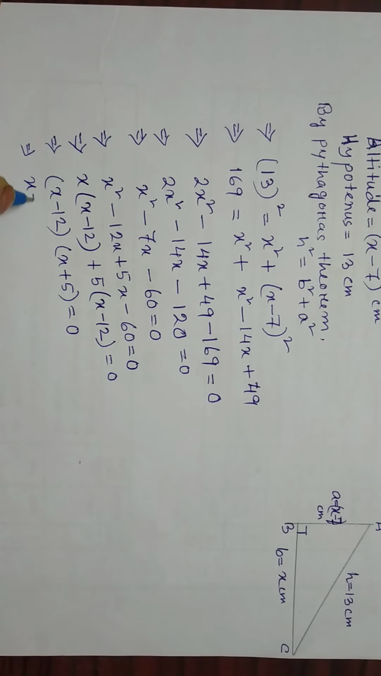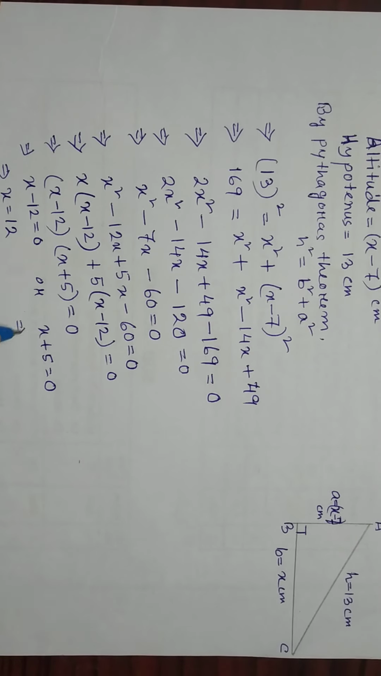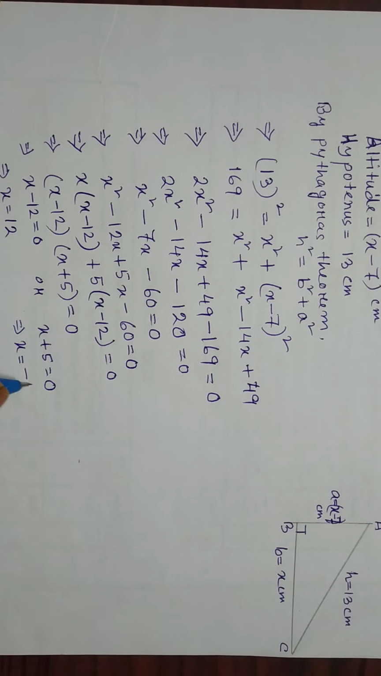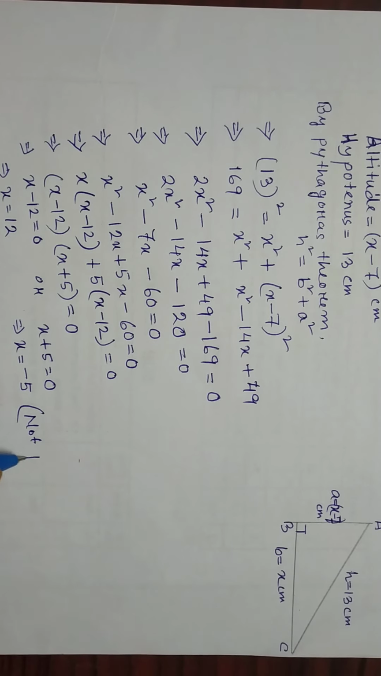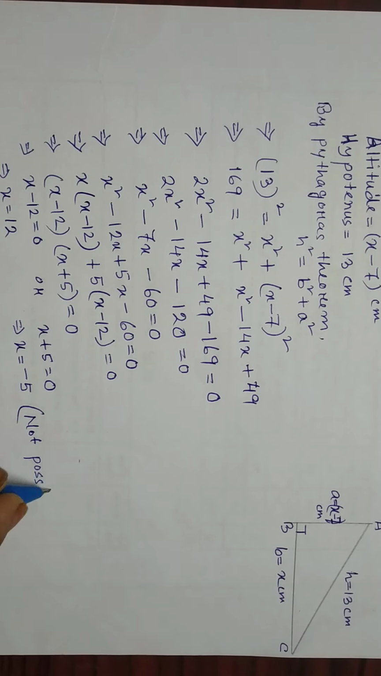From here, x minus 12 equal to 0, that means x is equal to 12. Or x plus 5 equal to 0, this means x is equal to minus 5. This minus 5 is not possible. Why? Length is never negative. That's why this one is not possible.